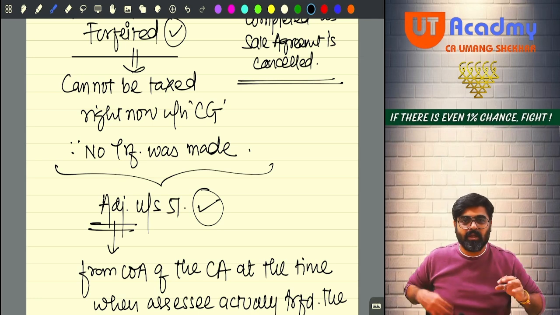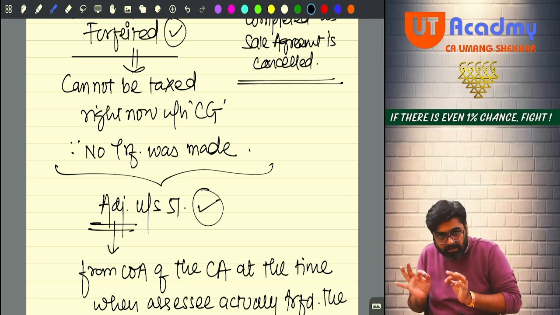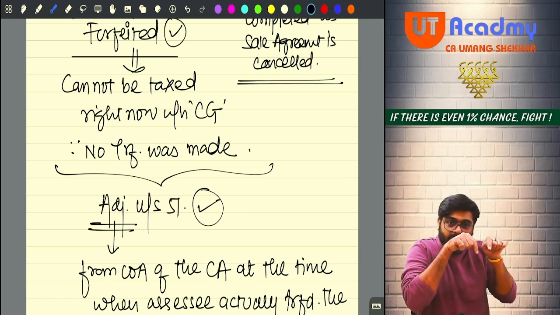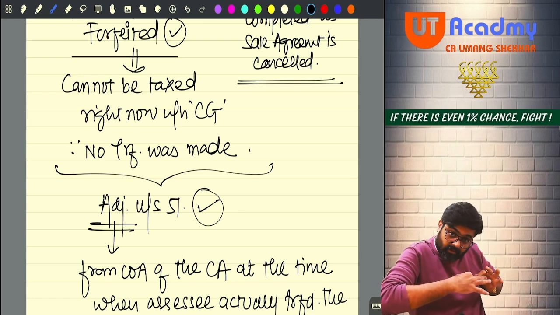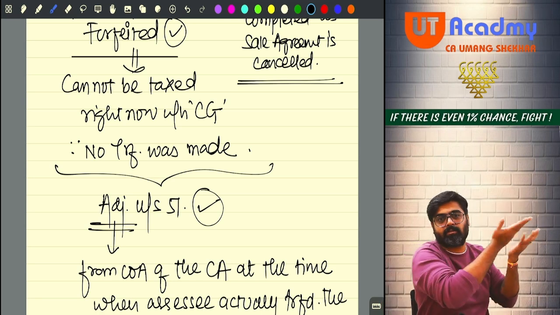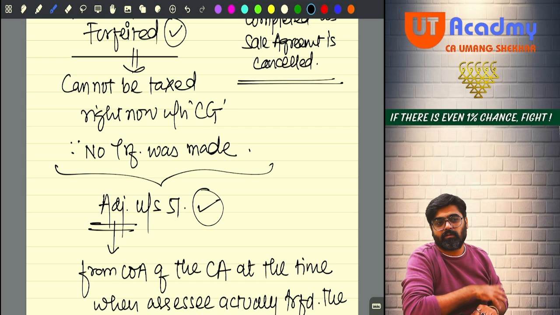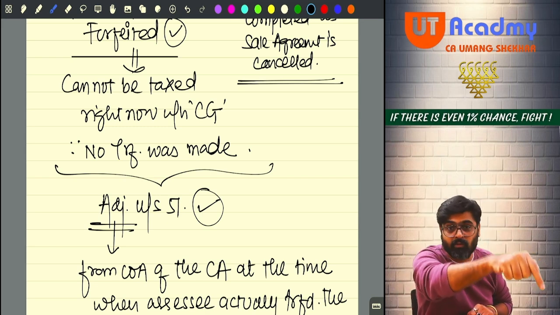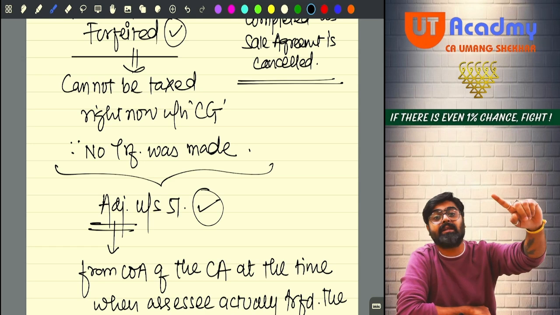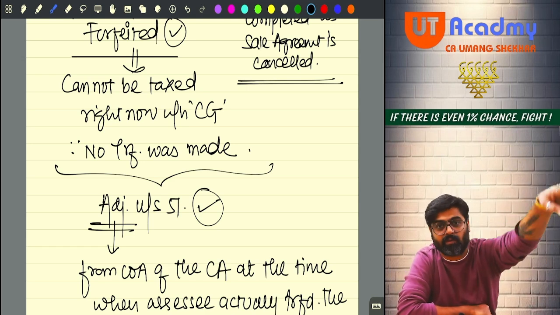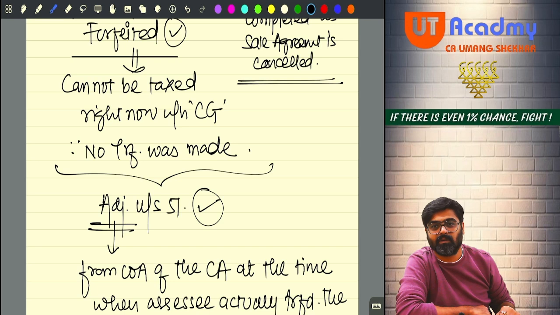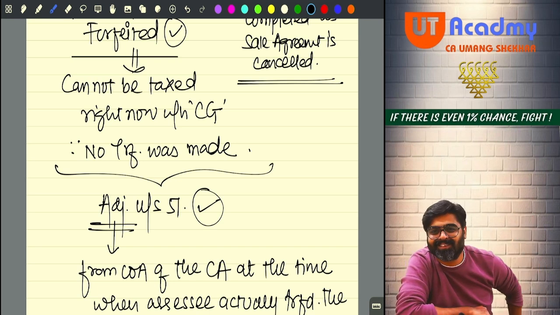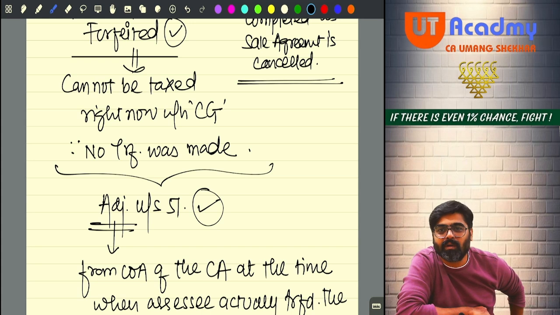Section 51 says advance money received and forfeited by the assessee will be adjusted out of his cost when the assessee actually transfers the capital asset. Am I transferring? No. Someone else is transferring. Has he received and forfeited the advance? No. If he would have received it, he would have forfeited it. Then he would have adjusted it while calculating his capital gain out of his cost. Not taxed at all. So this was a loophole, no? It continued till 2014.